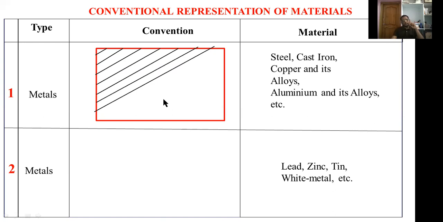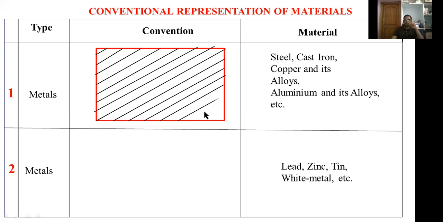These are the hatchings. Hatchings are used for representing the sectional views as well as metal surfaces. These hatching lines are parallel to each other, and I consider the angle of inclination with the normal lines is 45 degrees. So this type of representation is used for steel materials, steel metals, cast iron, copper and its alloys, aluminum and its alloys.